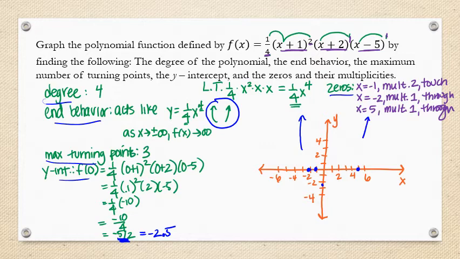And once we have that, then we just connect the points. So this has to go down to this x-intercept. And at -2, I go through. So that means I've got to go down and then back up somewhere.